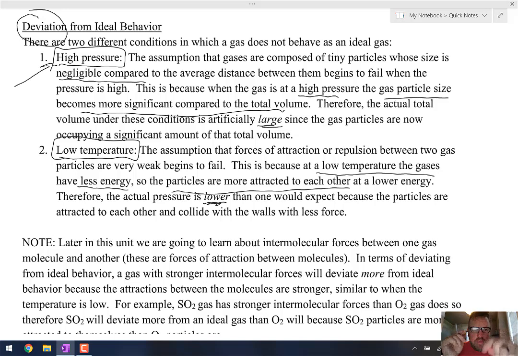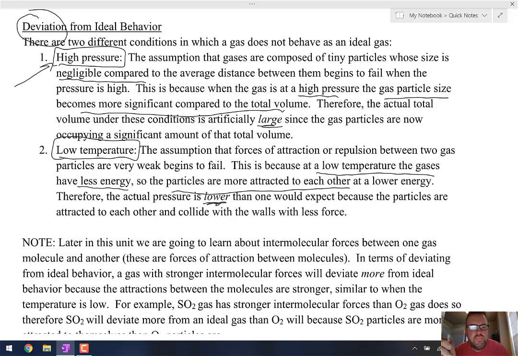At a low pressure and a high temperature, they do behave more like ideal gases. Real easy multiple choice questions they could throw at you about which of the following gases would behave most like an ideal gas, or which gas under the following conditions would behave least like an ideal gas.